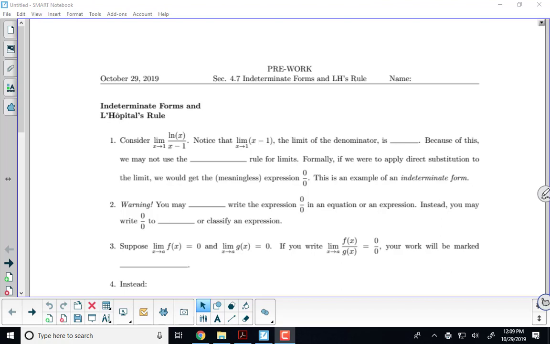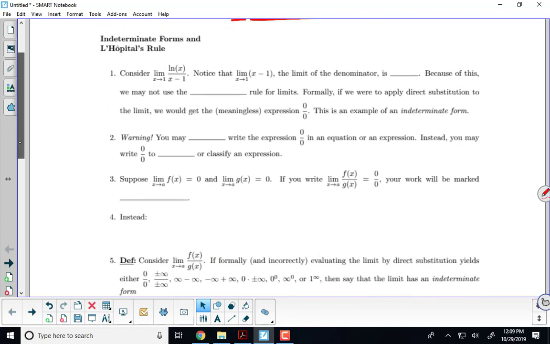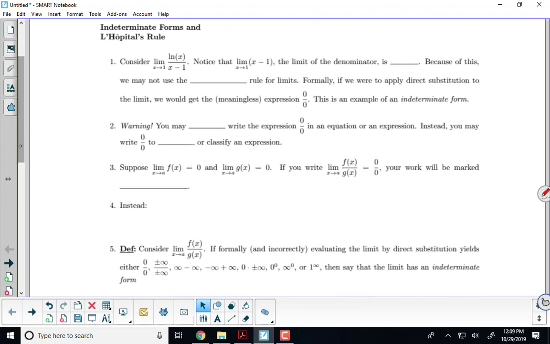Alrighty, so we're jumping into section 4.7 here, which covers indeterminate forms and L'Hopital's rule. We looked at indeterminate forms once already in this course, but now we're going to do this a little more formally. So let's look at this function right here.